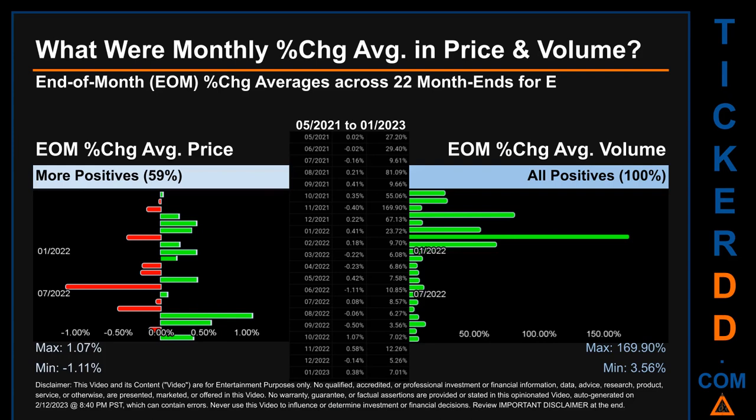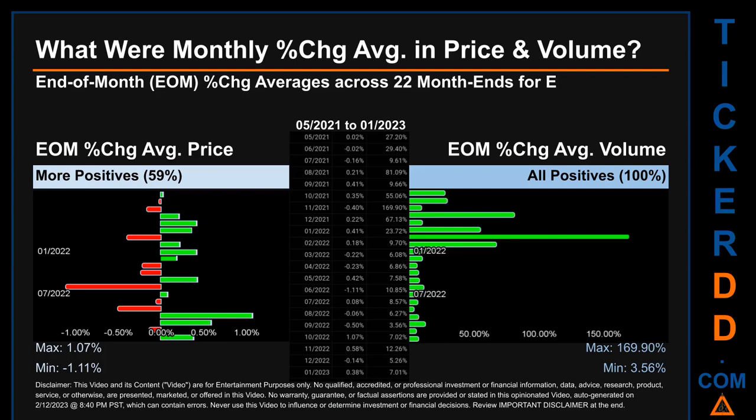What were end-of-month percentage change averages in price and volume for E? The monthly average of percentage change, in price and in volume, were calculated for each of the 22 month ends. That calculation took daily percentage changes and averaged them for each given month. If a month end came out negative, then it means that the month summarily saw a negative change.